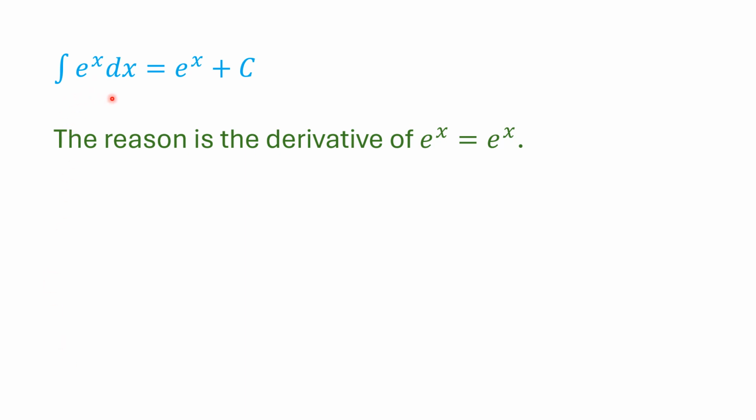The integral of e to the x dx is e to the x plus c. This is a nice special function. E to the x is its own derivative and hence its own integral, except for that plus c. The reason is the derivative of e to the x is e to the x.